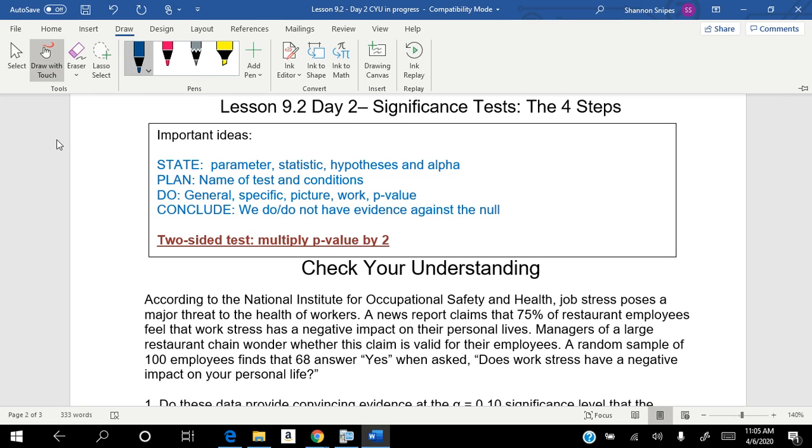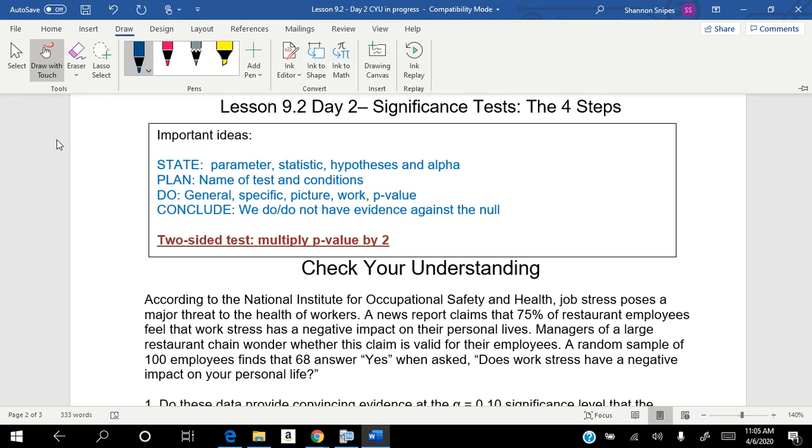All right, let's do the four-step process in doing a significance test for proportions. This lesson's also going to show you a different type of alternative than the ones we've seen before. So as always, the four steps are state, plan, do, and conclude. Some minor differences between the four steps for a confidence interval and four steps for a significance test.